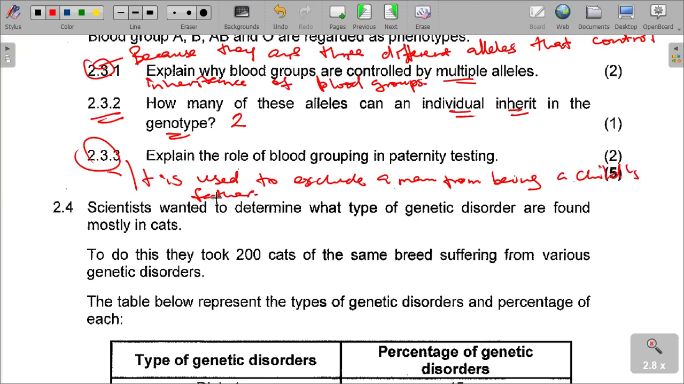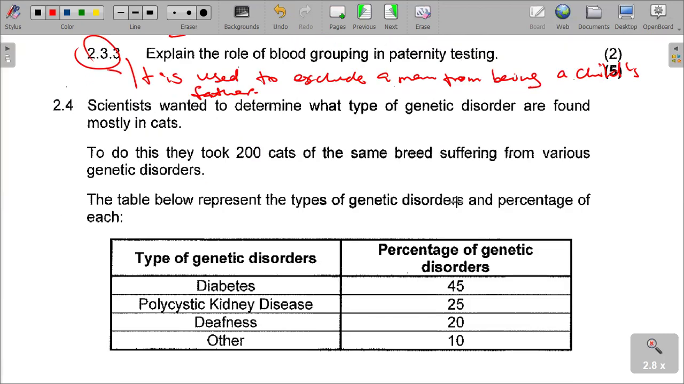That is how paternity testing works in terms of blood grouping. It is used to exclude a man from being a child's father. Because it can prove someone is not the father, but can sometimes not be 100% sure the man is the father of the child, because many people can have the same blood group. We can have 100 men with blood group A, or B, or O. That is one thing that you should understand. Hence, it can only be used to exclude a man from being a child's father.